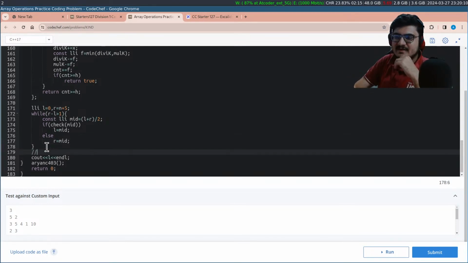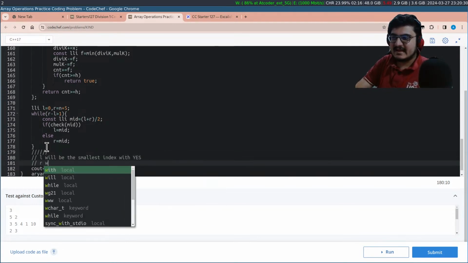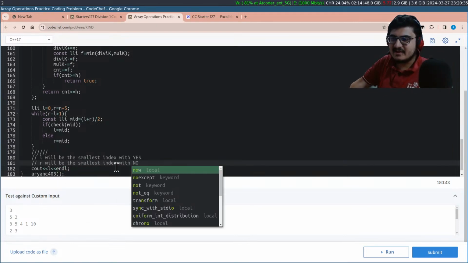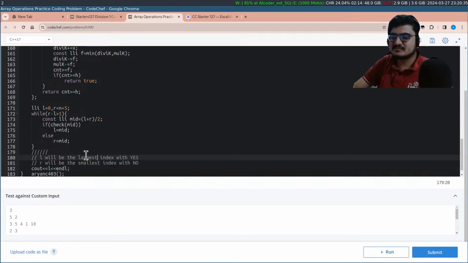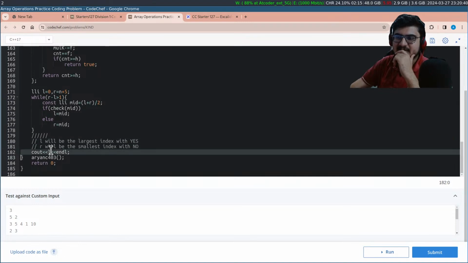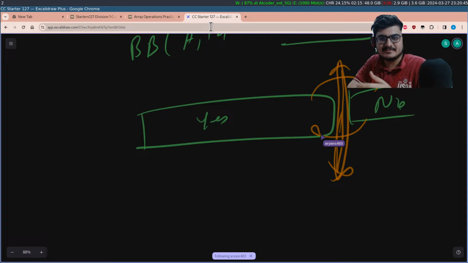And when we are done with this part, L will be the smallest index with yes, and R will be the smallest index with no. Sorry, L would be the largest index. The smallest is 0 always. Because I need the maximum index where the answer is yes, I am printing yes. So any questions on this one before we move on, like how to write this black box?